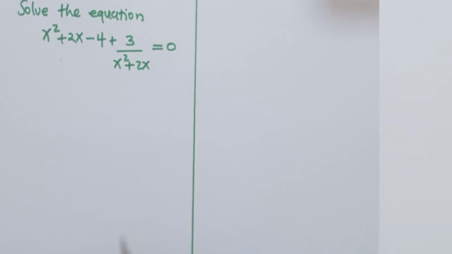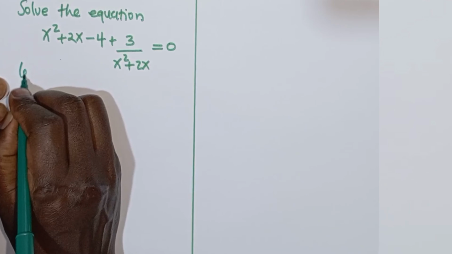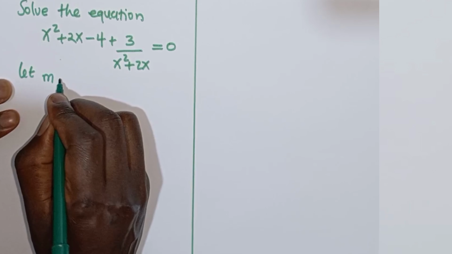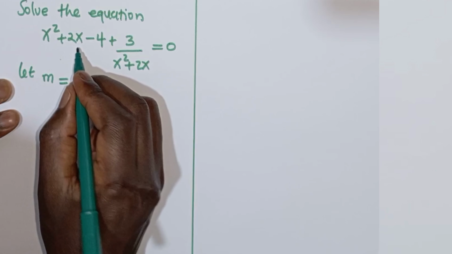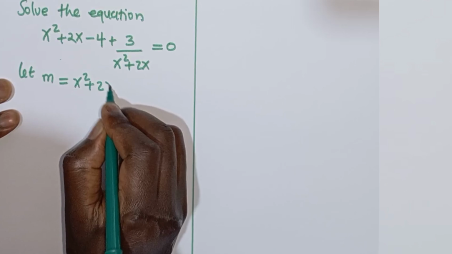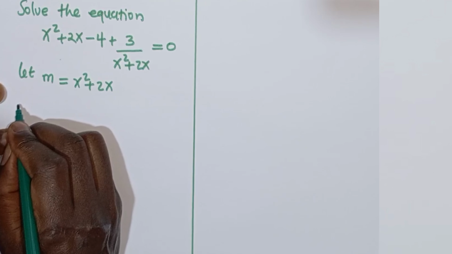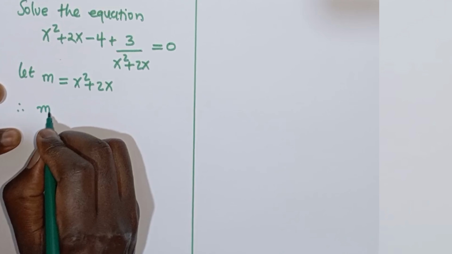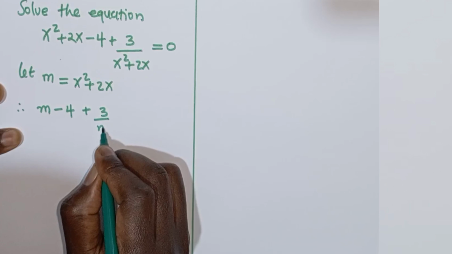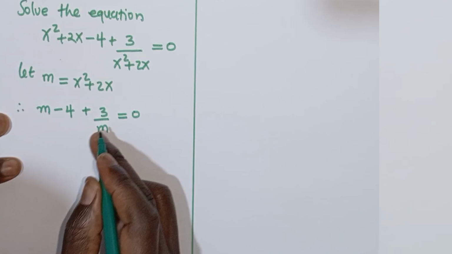To solve such an equation, we have to identify the similar parts of the equation and relate them. For example, the part that is similar here, we relate it to be m, and that is x squared plus 2x. So that's the part that is similar in the whole equation. On relating it, we shall have m minus 4 plus 3 over m is equal to 0. So we can cross multiply throughout.